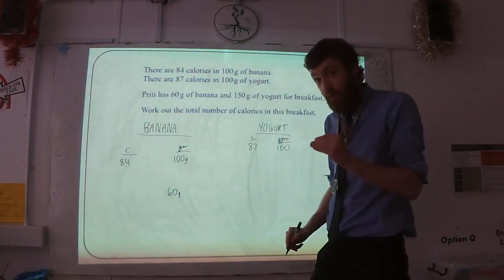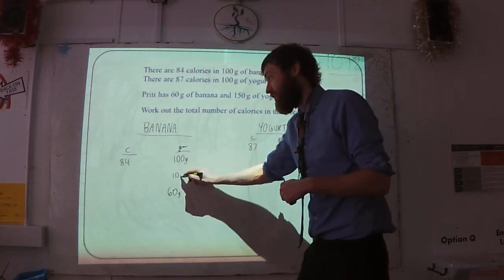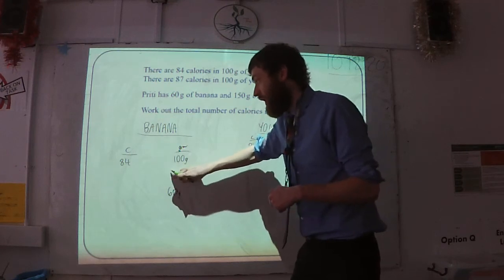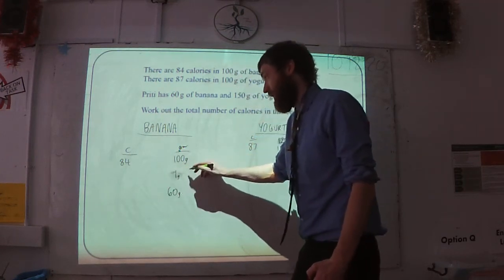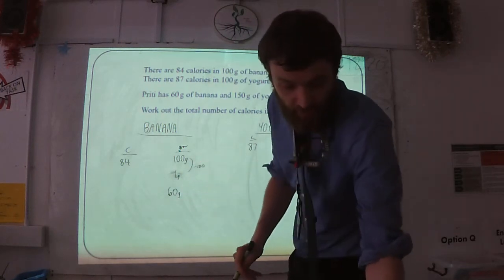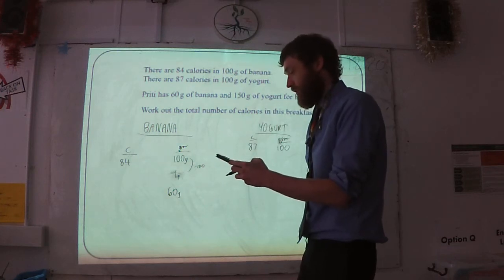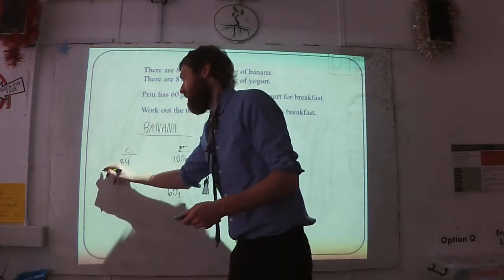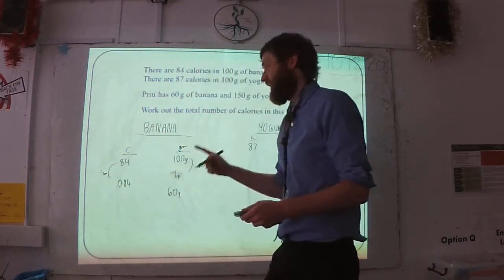So totally fine way of doing it with two ways here. Either I could try and find what 10 grams was, or if I want to keep consistent with my previous method, I find what 1 gram is going to be. So if I know what 1 gram is, I divide by 100. So I divide by 100 here. So it will be 84 divided by 100, which is 0.84. So there is 0.84 calories in 1 gram.